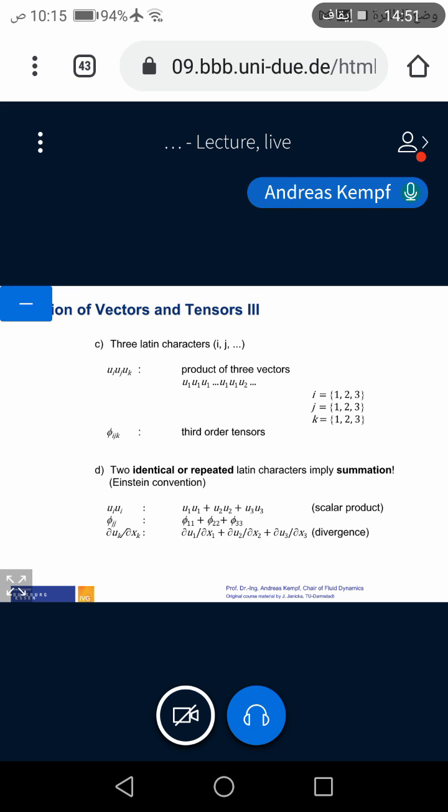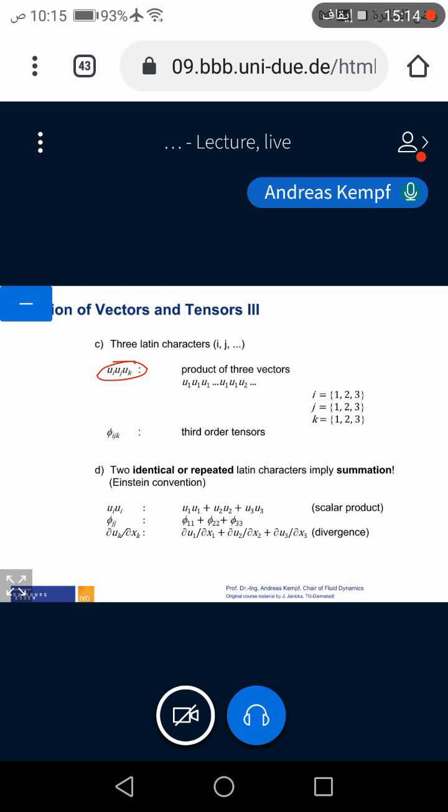Thank you. Right, let's move on to the notation of vectors and tensors. So we can obviously extend this to 3 Latin characters. Here we have ui, uj, uk. We are going to see some constructs a few times during the turbulence class, but we are actually not going to do too much about them. We'll acknowledge them, but most of the time they will disappear fairly quickly.